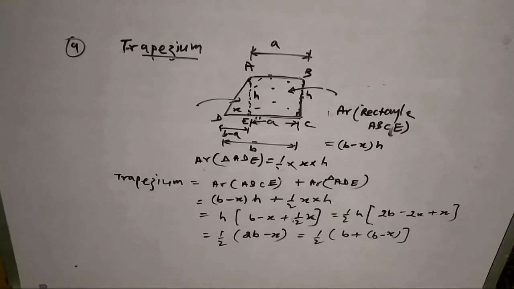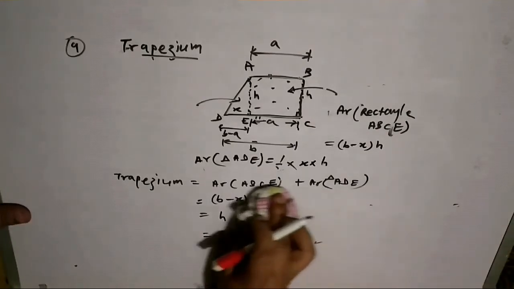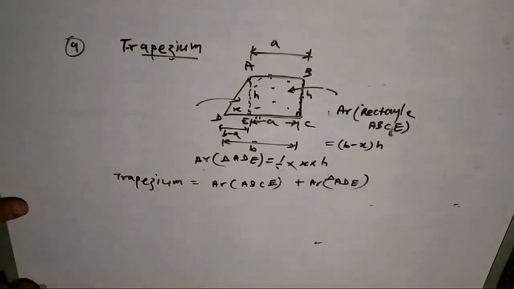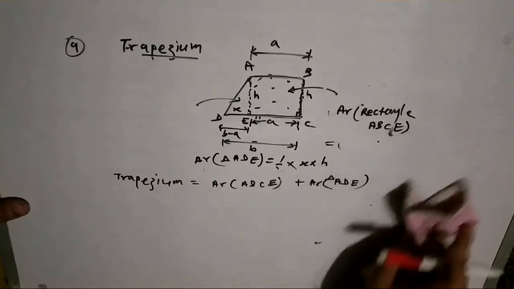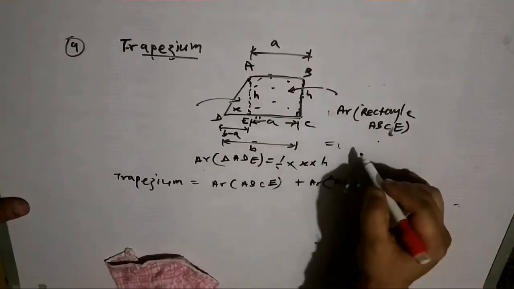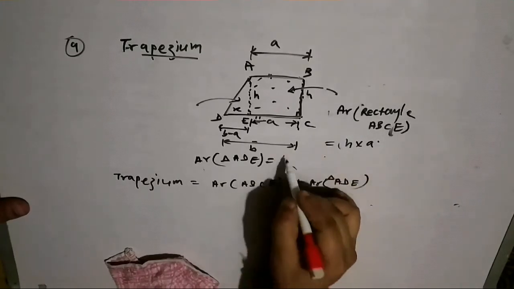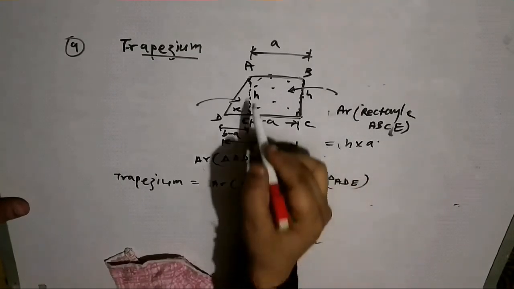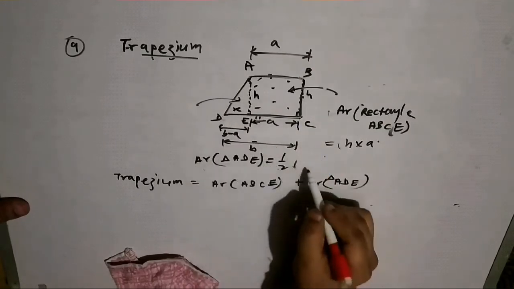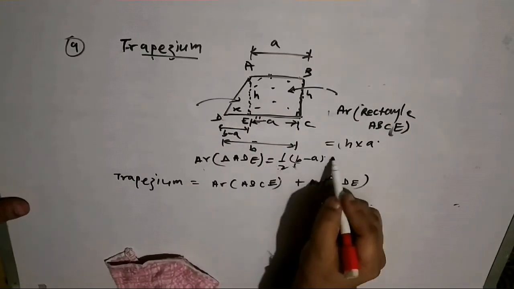So let us change slightly. The area of the rectangle here in this case would be length into breadth, which is h into a, and the triangle would be 1 by 2 base into height. So here in this triangle the base is b minus a, and the height is h.